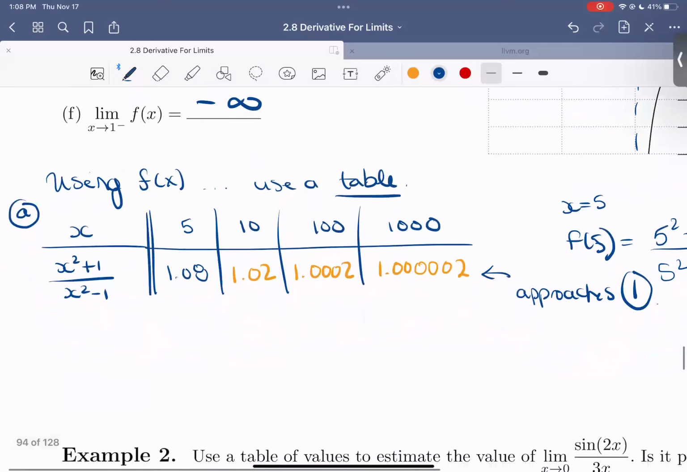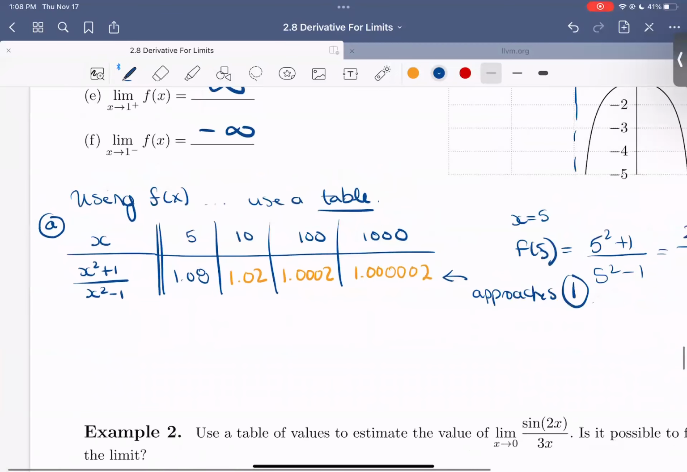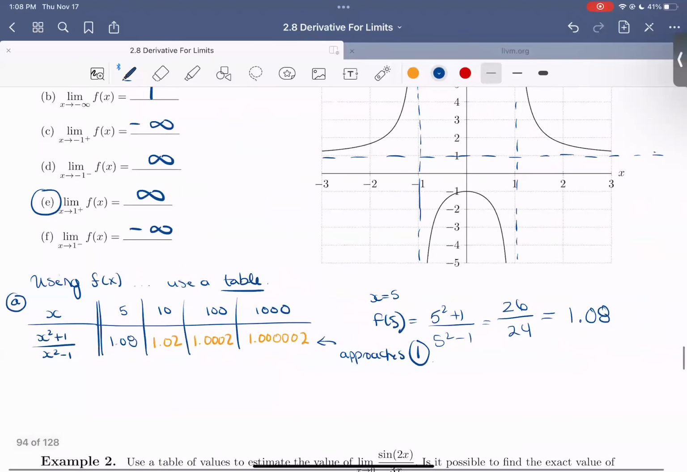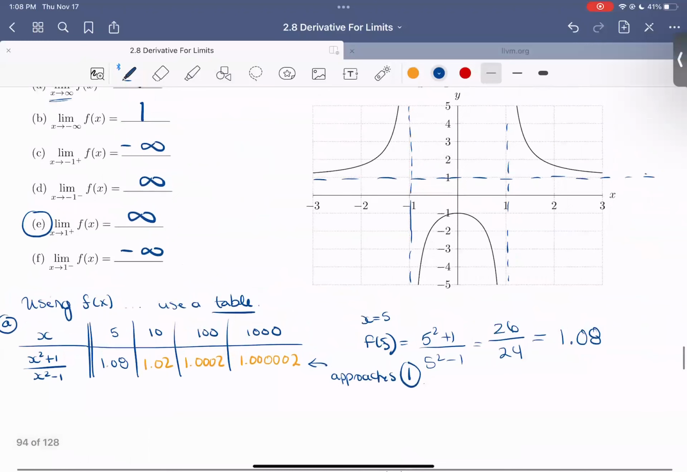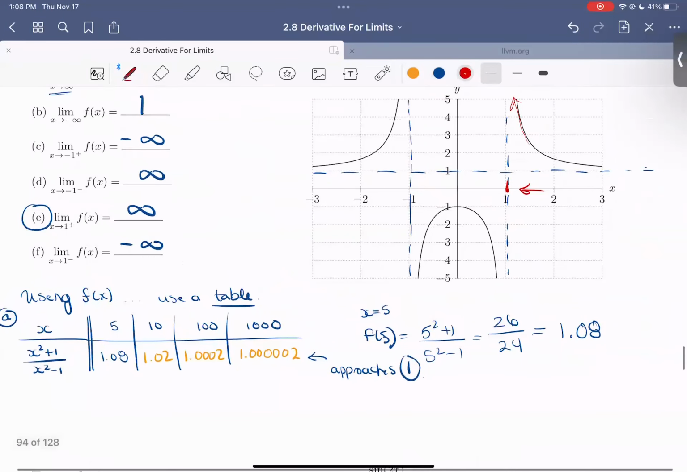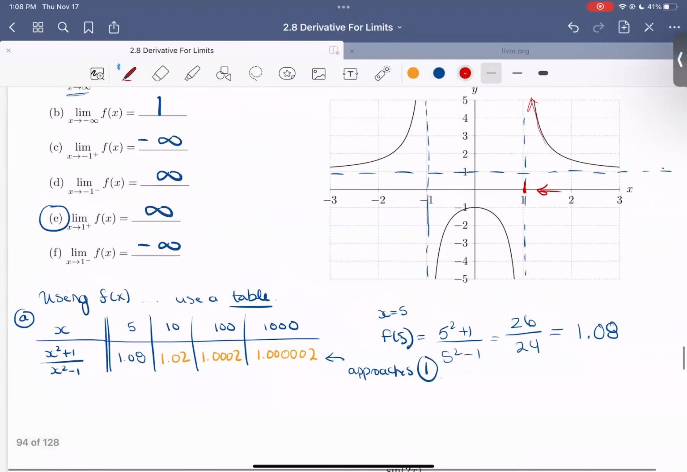So now let's just do this one time with one other limit. So let's look at E here. So E, we're taking the limit as x goes to 1 from the right side. And we see that it looks like our function goes to infinity. So what does that look like if our outputs or our function goes to infinity?